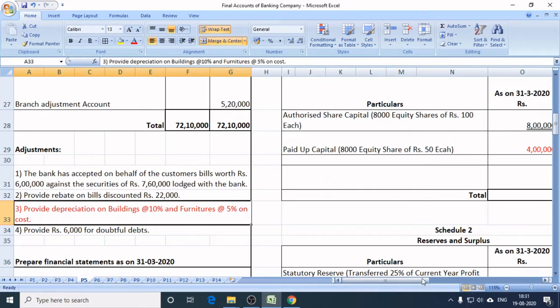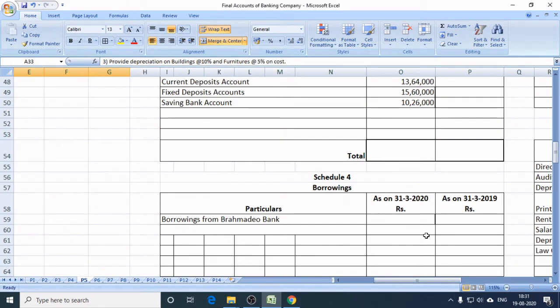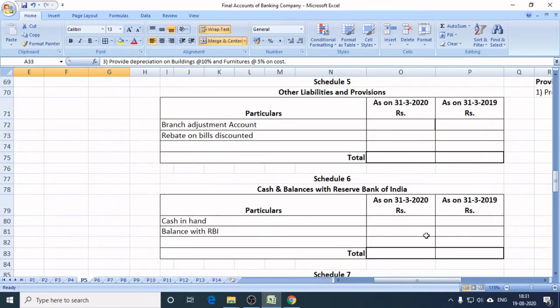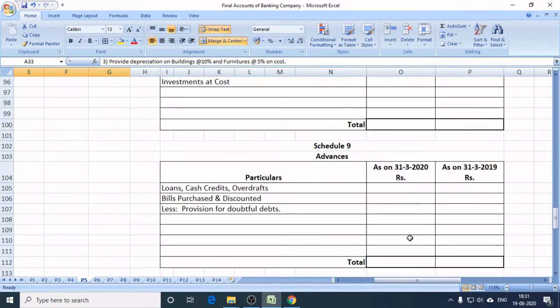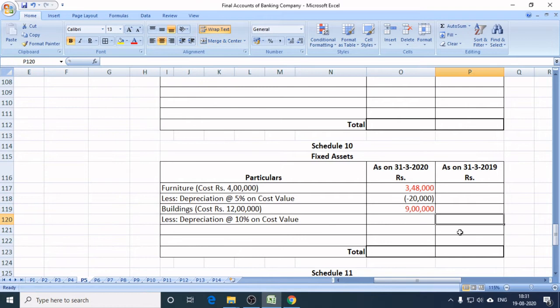So let's calculate the depreciation, keeping into consideration the rate of depreciation and cost value. Here 12 lakh is the cost value, and the rate of depreciation is 10%. Therefore, the amount of depreciation is 1,20,000, and we have to deduct this figure.